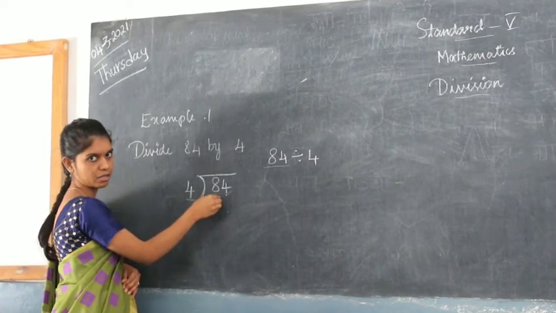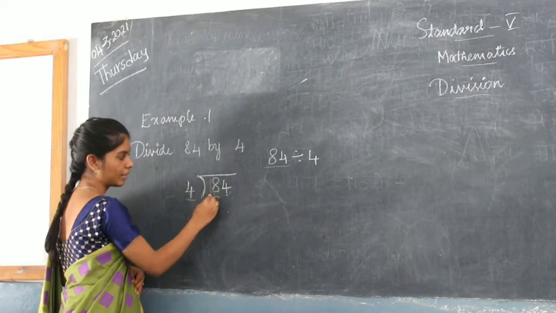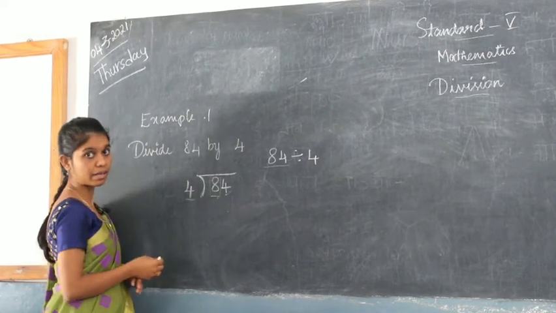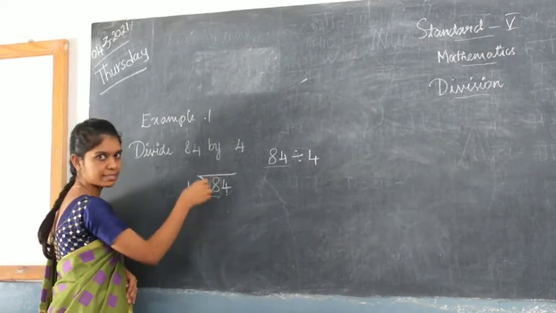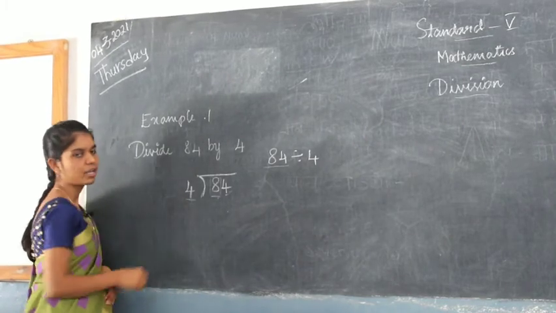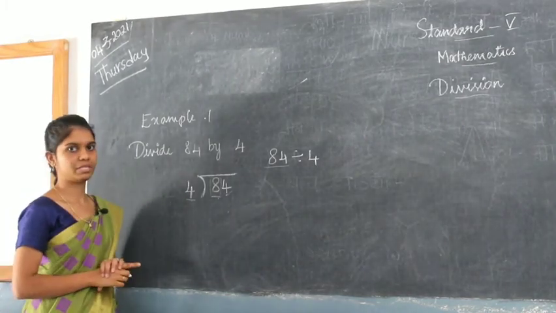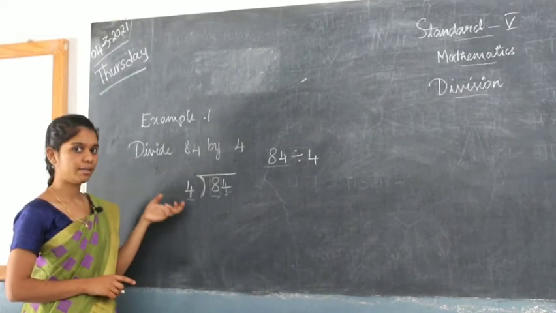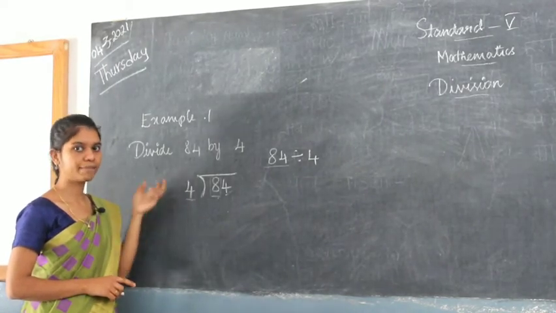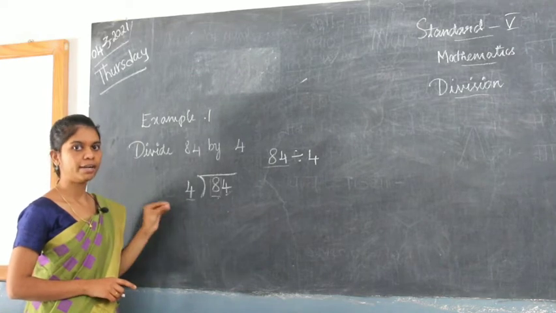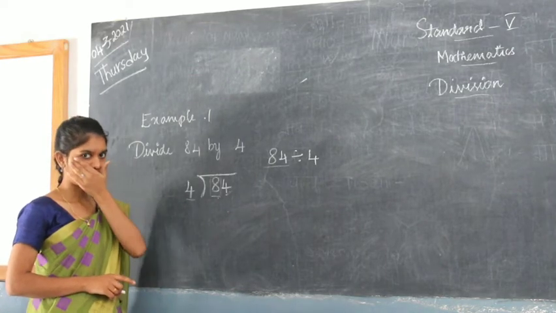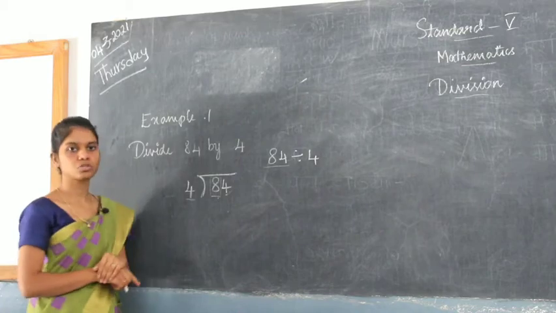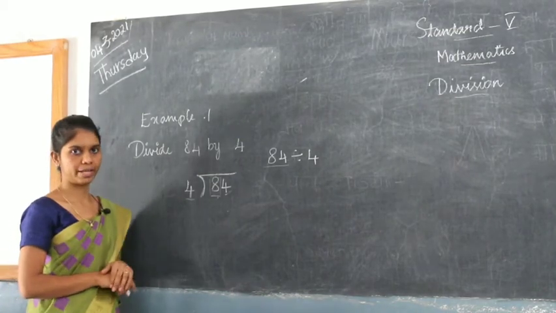8 is greater. So if the number in the highest place is greater than the divisor, you will start telling tables. Okay, what tables you should tell? The number on the left side, which is the divisor. You should start telling tables of the divisor. So here you have 4, so you should start telling 4 tables.